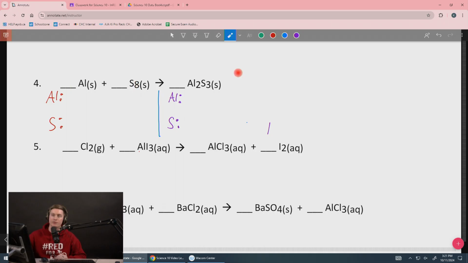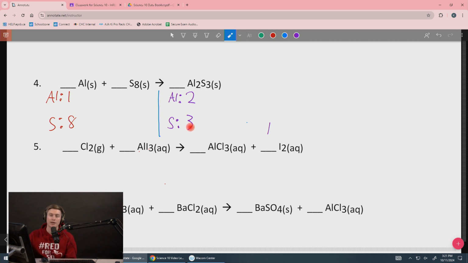Aluminum and sulfur react to form aluminum sulfide, which is 2 aluminums and 3 sulfur in it. I start with 1 aluminum and 8 sulfurs on my reactant side. On my product side, I end up with 2 aluminums and 3 sulfurs. If I started with my aluminum, I'd be like, okay, well, I need to put a 2 here. So a trick that I like to do is I like to start with the number. If I've got mismatched numbers, I start with the largest number. I've got 8 sulfurs on this side. I need to get to 8 sulfurs on this side.